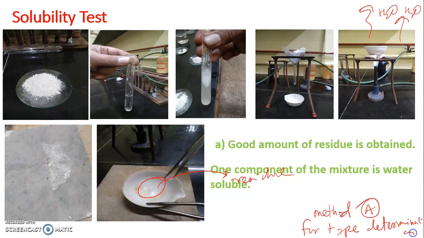That means our chemical type determination will be either by method A or by method B, and that depends upon the solubility test. So this is the first important part that you have to perform. You can cross check it with these two. The mixture is of whitish color, and here the residue obtained on filter paper is pale yellow colored. That means there is a color difference.